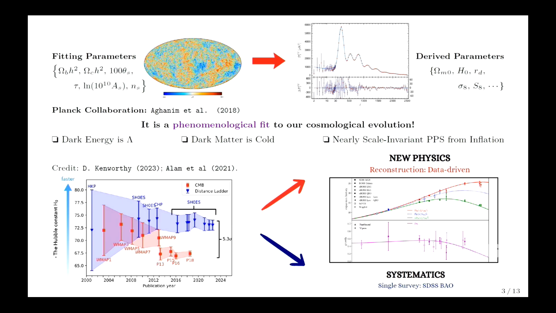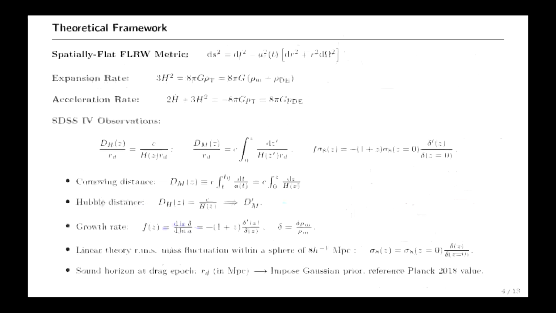To take into account the systematics, here we are trying to probe a single survey. We take into account a single survey, the SDSS eBOSS, the completed eBOSS plus eBOSS data, which is just a precursor to DESI, and find out the maximum cosmological information we can get using this data set. To probe for new physics, we try to do a reconstruction in a model independent way directly from data.